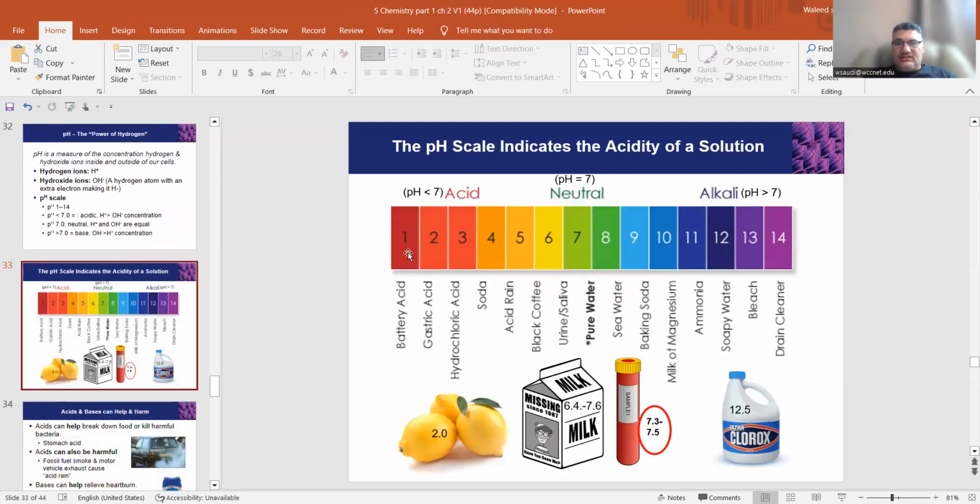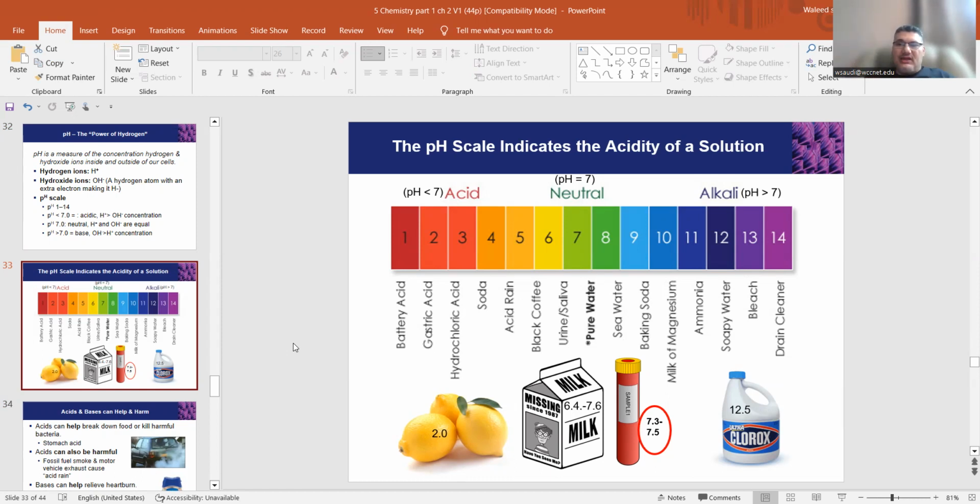Here is 7. This is a range from 1 to 14. 7 is exactly in the middle, and this is called neutral. And look at this, pure water. Do I need to memorize this? No, you don't. But for your own information, if you want to, you can see lemon here. Of course, this is acid. You can see Clorox and oven cleaners. These are base or alkaline.